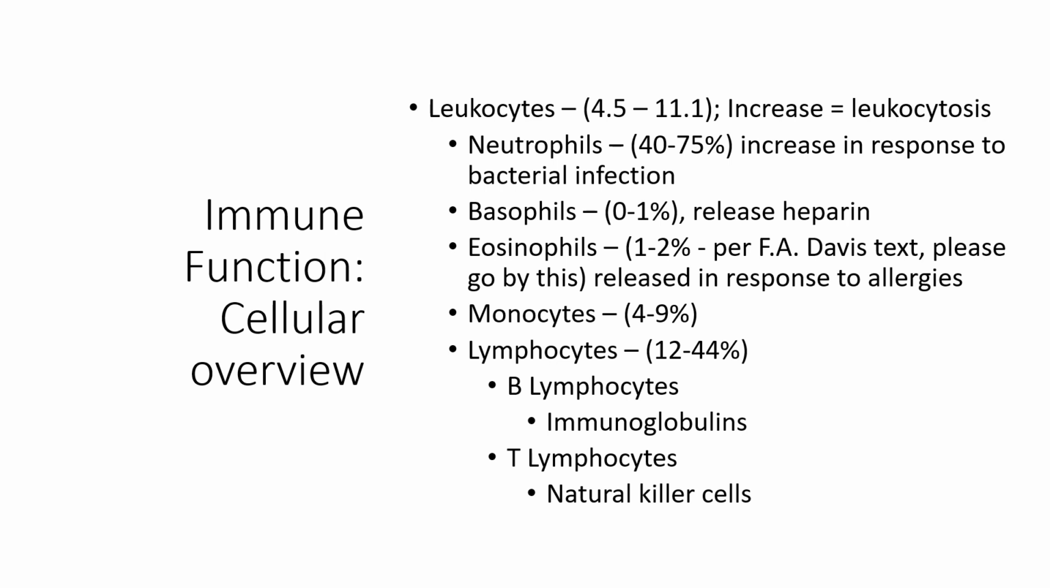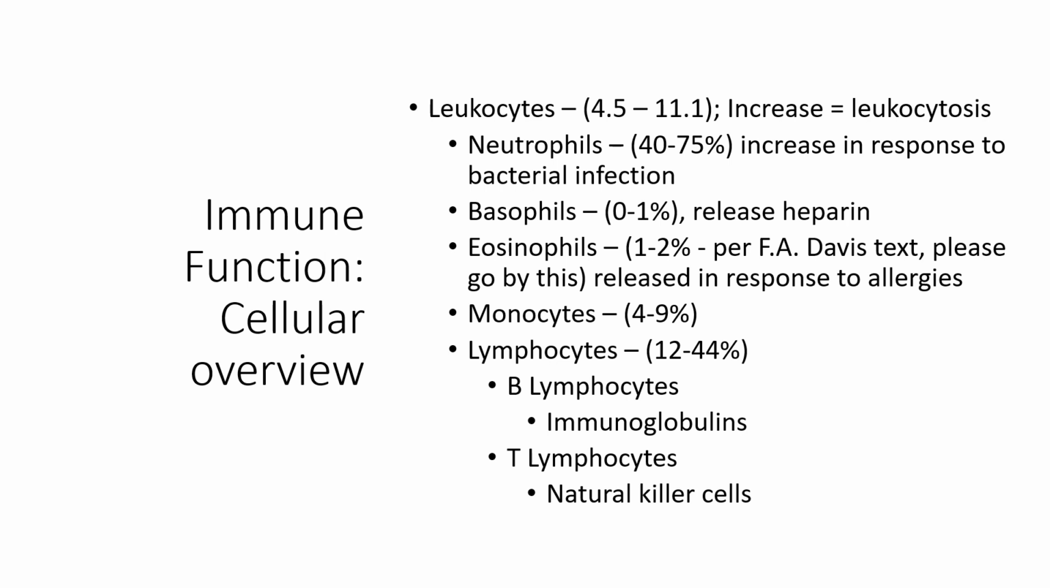We have 5 different types of leukocytes, so we'll break down this differential. So 40 to 75% of them are neutrophils, and these increase when the body is responding to a bacterial infection. So they are phagocytes of early inflammation, and they destroy bacteria. 0 to 1% are the basophils, and these release heparin as an anticoagulant and histamine during early inflammatory response. Then 0 to 5.5% are eosinophils, and these are phagocytes that destroy allergens, and they combat parasitic infections. So often these are released in response to an allergic reaction.